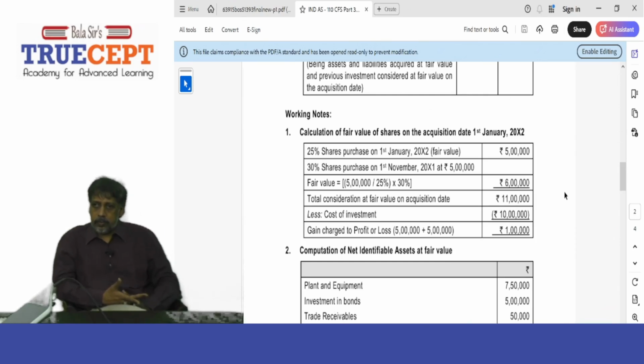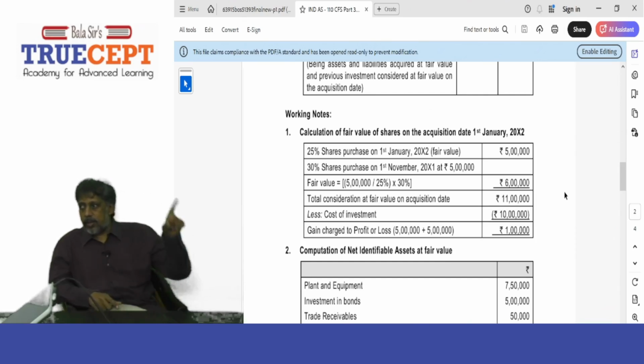Next. They have done the total, sir. So it's 11 lakh, and then less cost of investment is 10 lakh rupees. This 5 plus 5, don't do it that way. I will compare 6 lakh and 5 lakh. The 6 lakh fair value and how much I paid on 1st November? 5 lakh. That 1 lakh is a fair value increase.